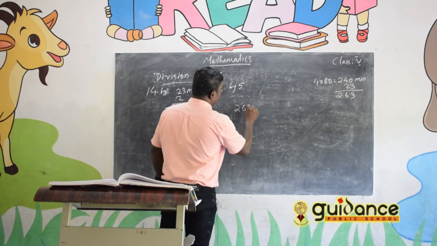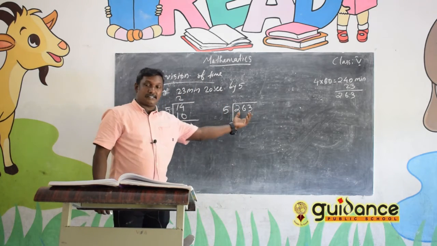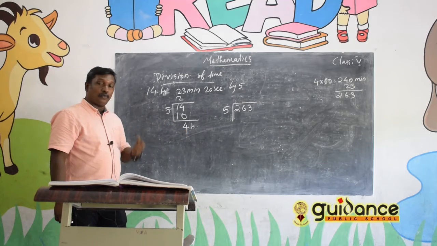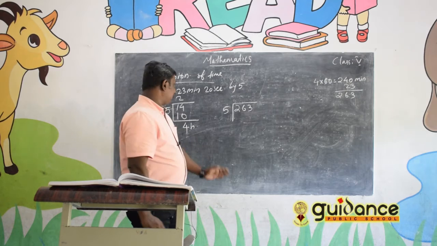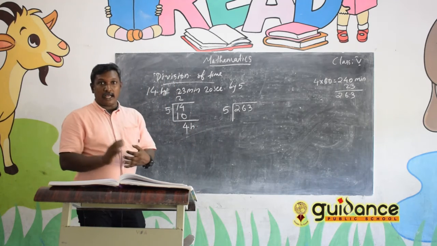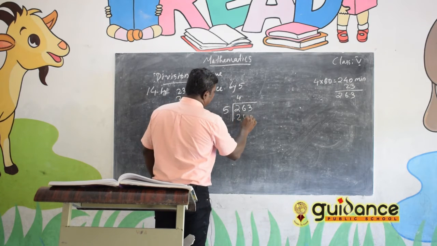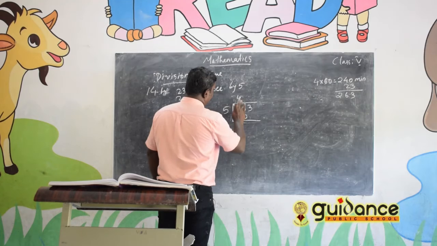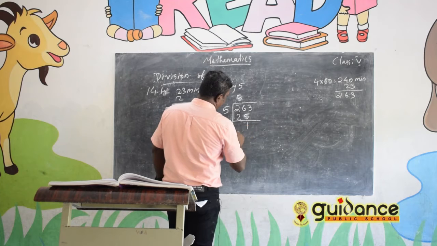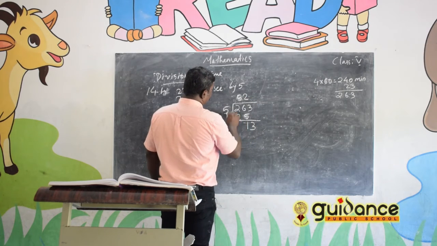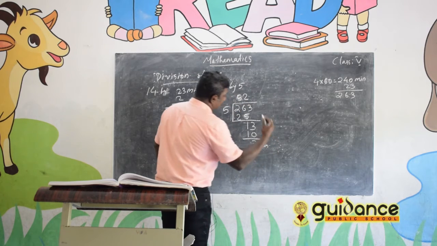Then 263 minutes, we divide with 5. How did 23 minutes become 263 minutes? The remainder 4 hours we converted into minutes. Always take special care like that when dividing. That is, convert the remainder hours into minutes. Now we can divide: 5 5s are 25. Then the remainder is 13. 2 times 5 is 10. Then again we got 3 minutes as the remainder.